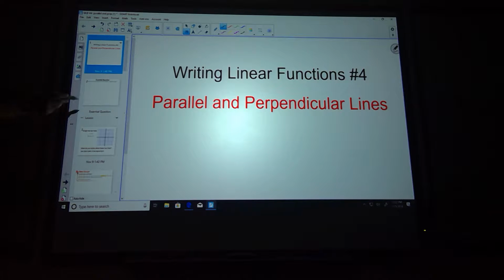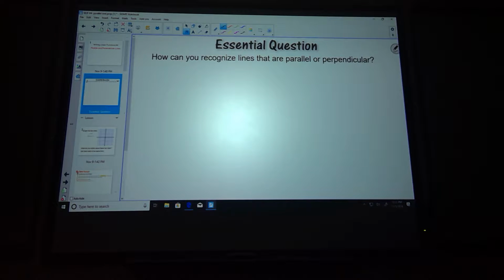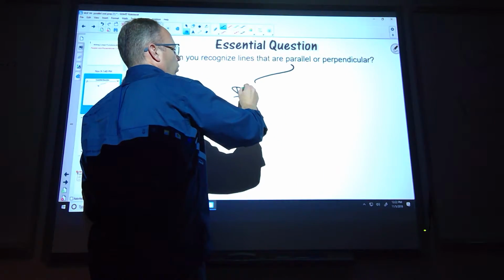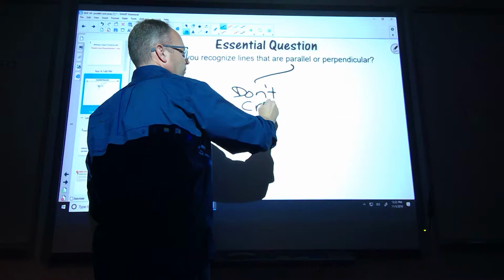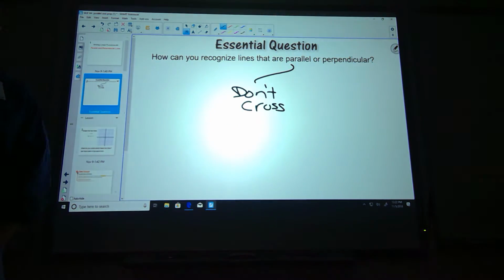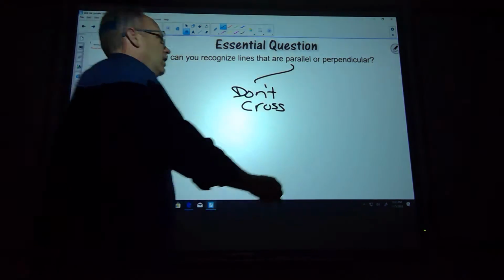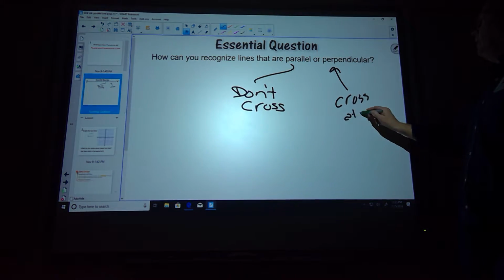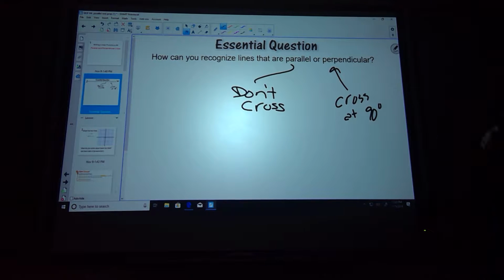Okay? So how do you recognize lines are parallel? They don't cross. Right? Simple enough. Perpendicular. They cross at 90 degrees. Seems pretty straightforward, I think. Is that all right? Any struggles with that? Can I move forward? Yes.